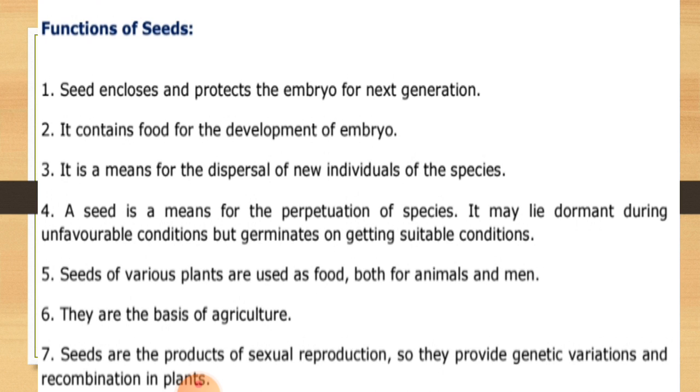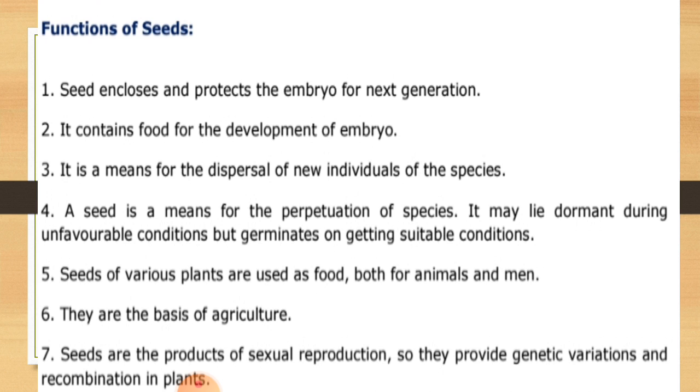Number two, it contains food for the developing embryo. When this embryo germinates, the food needed is stored in the seed. Number three, it is a means for dispersal of new individuals of the species. Dispersal of the seed takes place and new plants arise. This is also a function of seed.